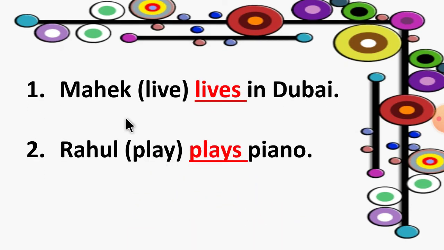Mahek, here in the bracket the verb is given, you have to make changes and write the correct answer. So I have already written the correct answer for you in red color. Mahek lives in Dubai. So here Mahek is a girl, so we are using she.